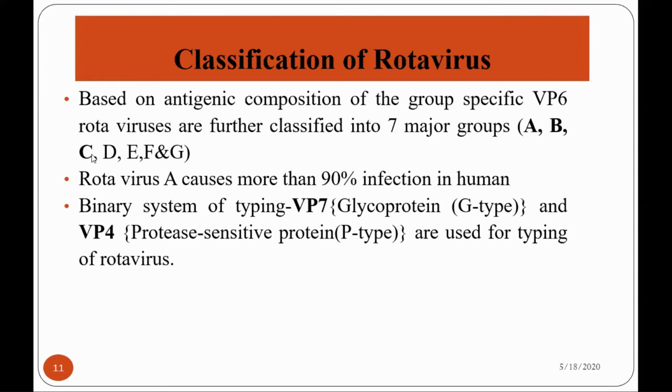Rotavirus types A and C are responsible for causing gastroenteritis in children and infants, while type B causes gastroenteritis in adults. Another classification method of rotavirus is the binary system of typing, which is based on viral protein 7 and viral protein 4. These are the two typing methods used to classify rotaviruses. One is based on viral protein 6, and the other, known as the binary system, is based on the presence of viral protein 7 and viral protein 4.